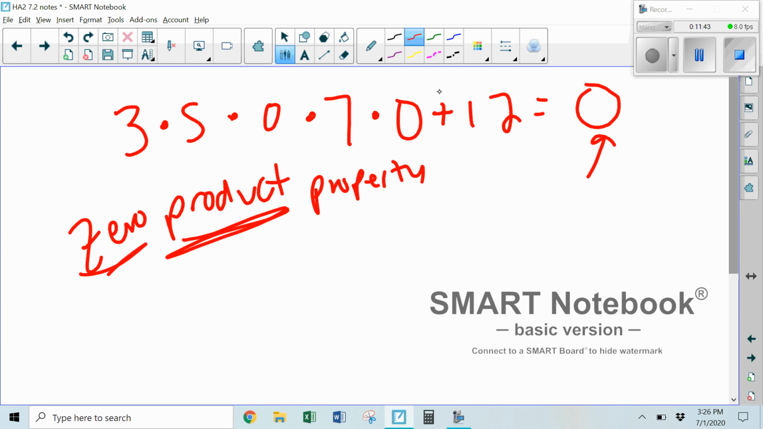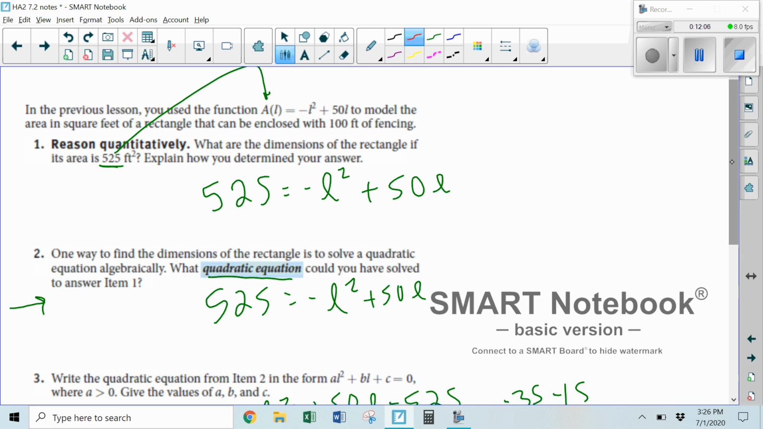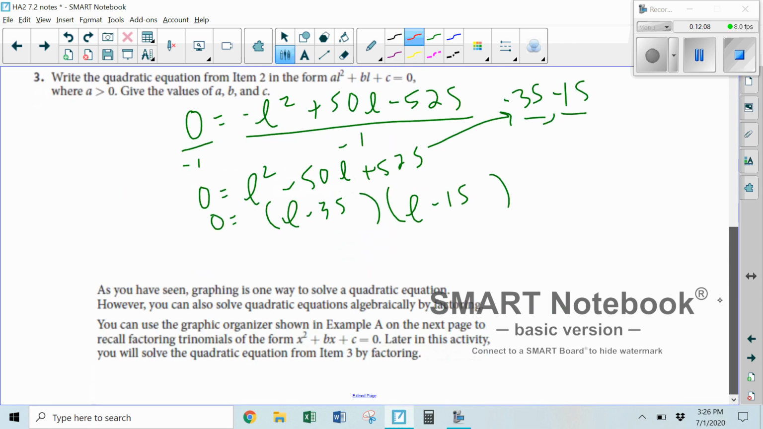And if that's happening, let me erase this one. If that's true, then one of these items or more has to be 0. That's what the zero product property says. If my answer is 0 and I am multiplying, one of the things being multiplied has to be 0, maybe more than one. So let's go back here. You'll see that's exactly what is happening.